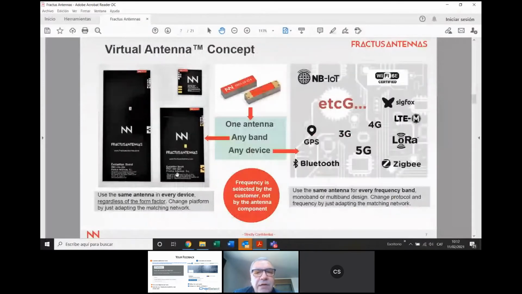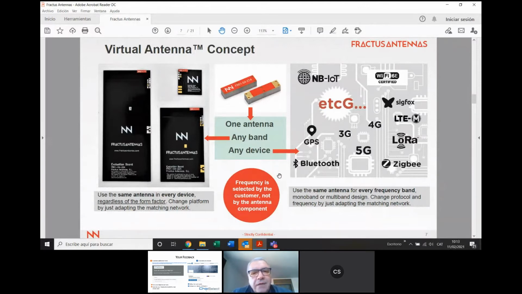In our technology, we can use the same antenna for different platforms, as we show here in this slide. And also the same antenna can address different frequencies and different ranges, like NB-IoT, LoRa, GPS, Bluetooth, Zigbee. Thanks to this technology, we are adapting the antenna in the different platforms with the different frequencies, monoband or multiband, just by changing the matching network. Some of you are already familiar with the matching network. If not, there is a slide at the end of the presentation where this concept is explained.